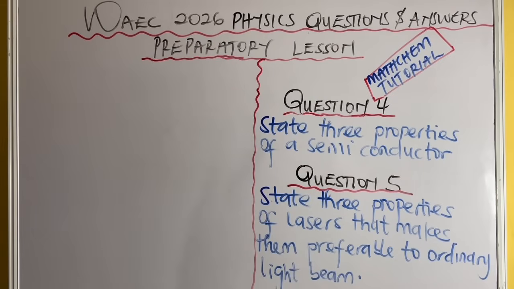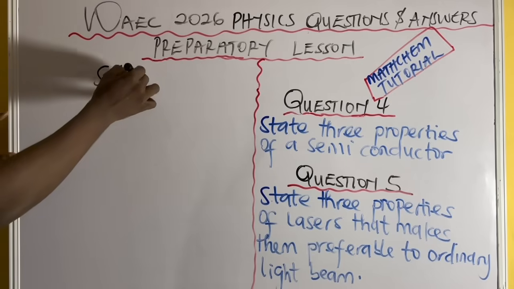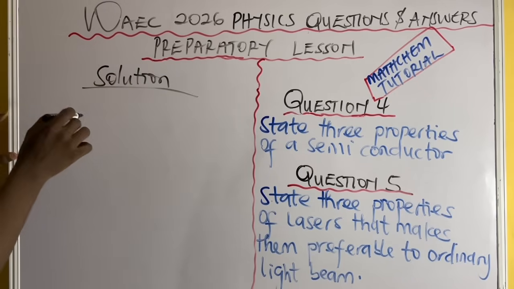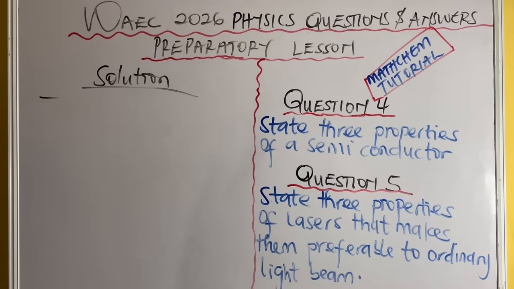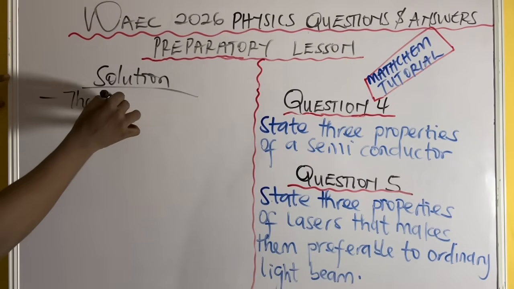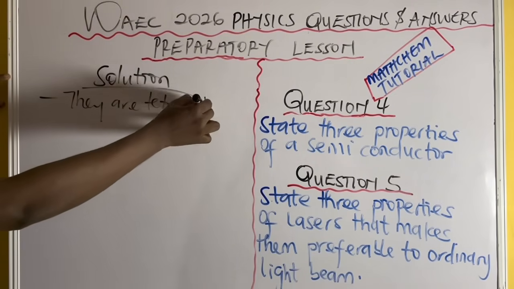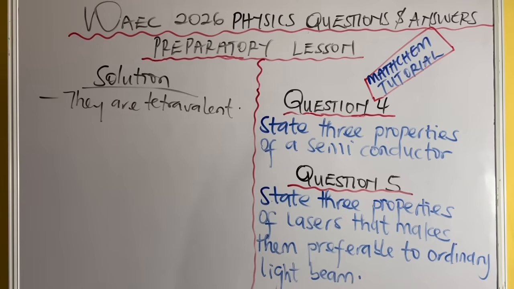Now this is question 4. Let's see the question. We have to state 3. The first one is that they are definitely tetravalent. The meaning of tetravalent is that they have 4 charges. A good example, according to the elements, is the carbon family. Carbon is a non-metal, so it's basically a non-conductor.